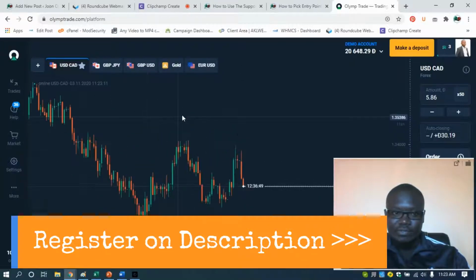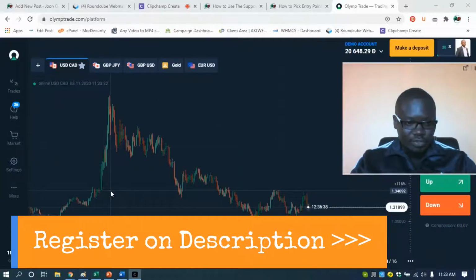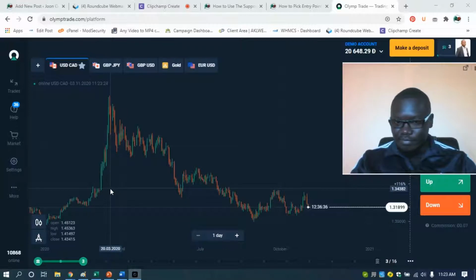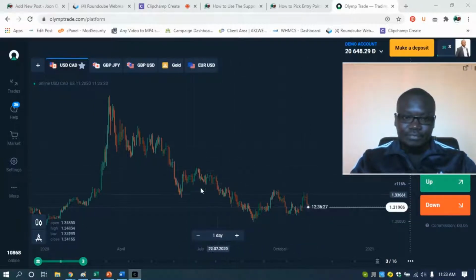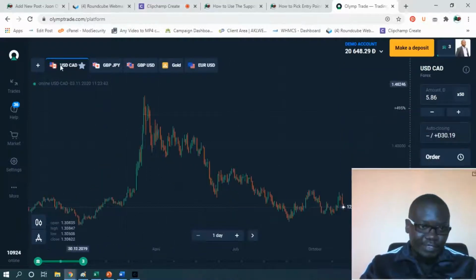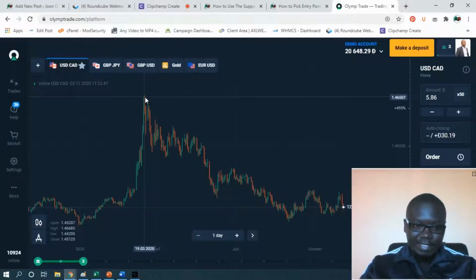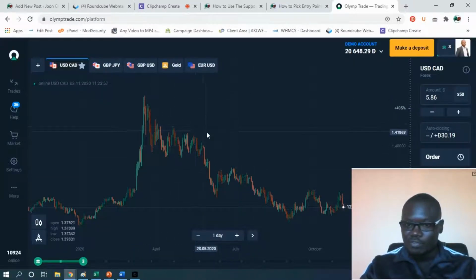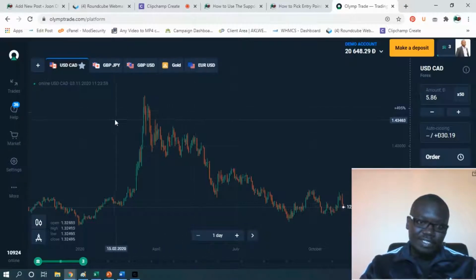Okay, so this is a statistic from 20th of March to today, the 3rd of November. If you look at this chart, you will notice that the USD to Canadian traded very high at around the 19th of March. Then the downtrend that you see here, I believe it was brought about by the coronavirus situation.